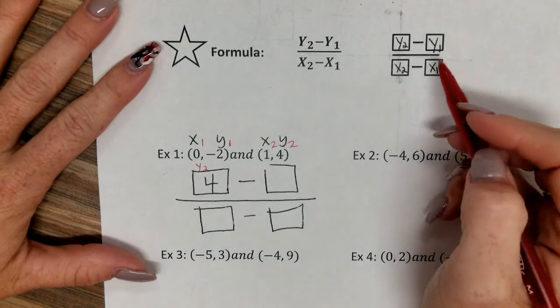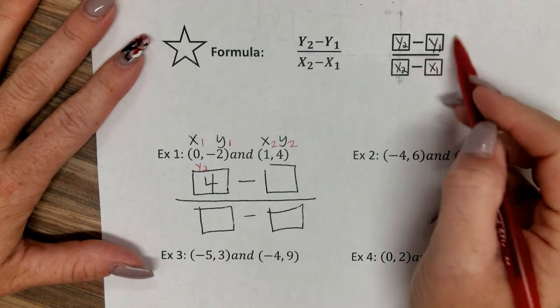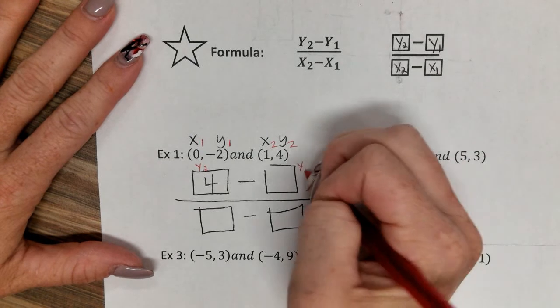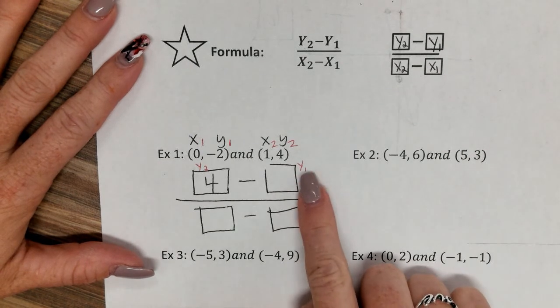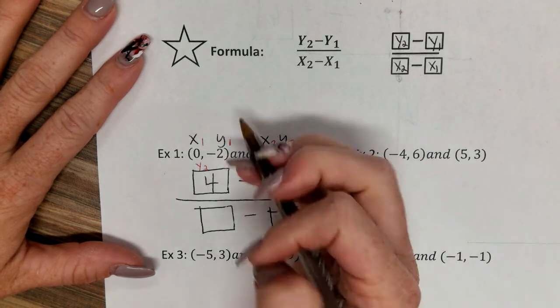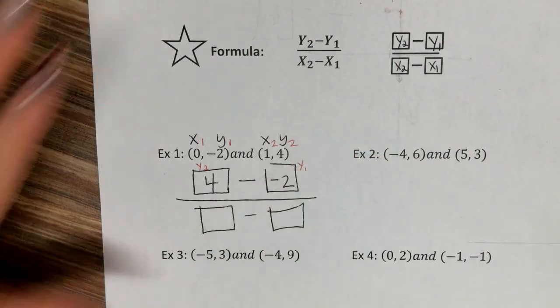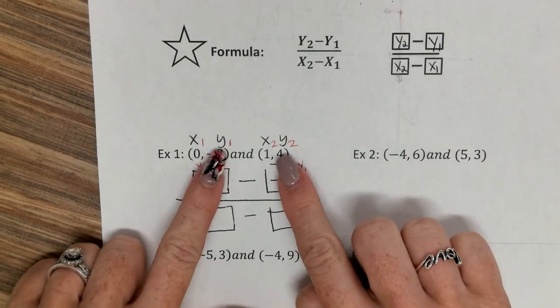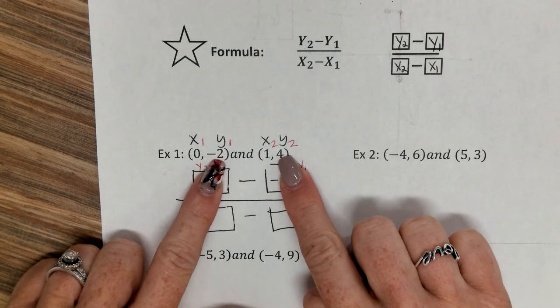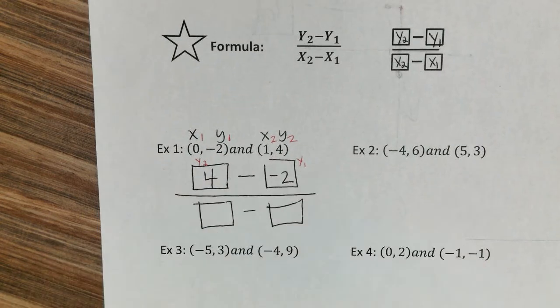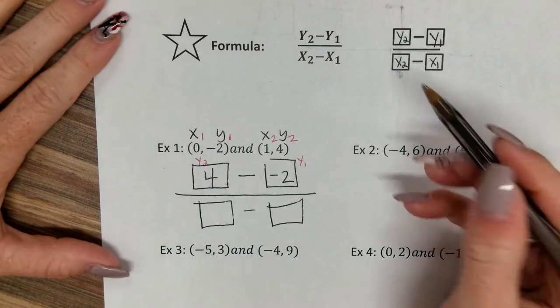All right, look at the formula. What's going to go in the top right box? So I'm going to write that right there. I'm going to put y1. And what did I label y1? Now stop and look. Is this the change in y's? Yes. Okay.